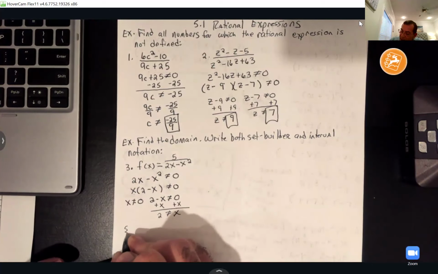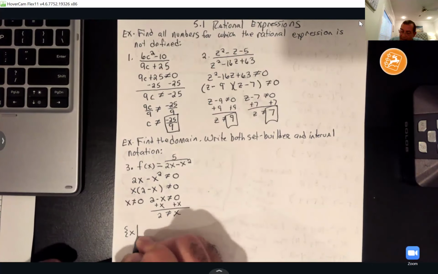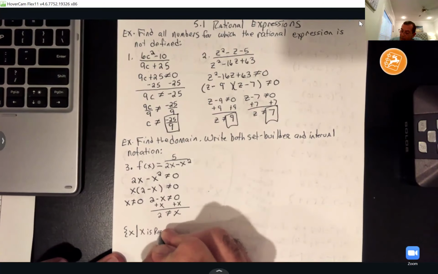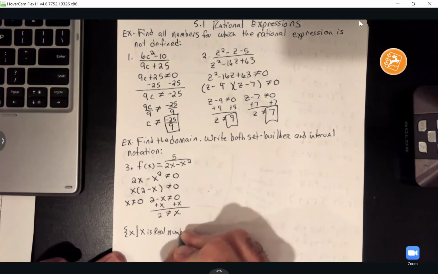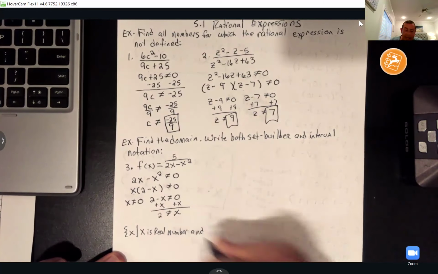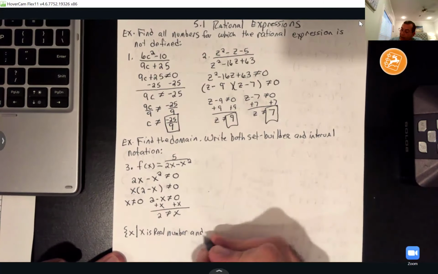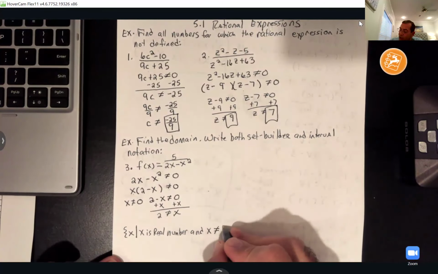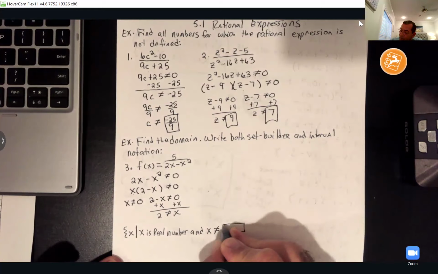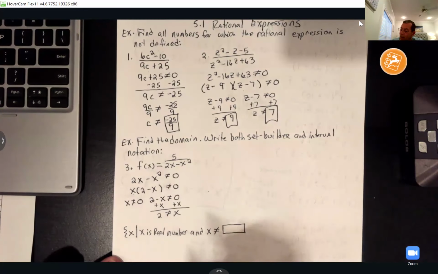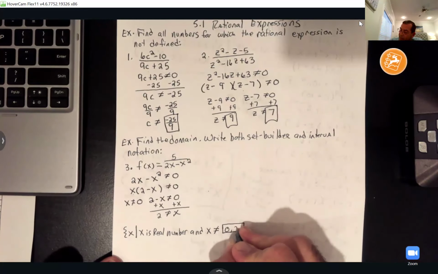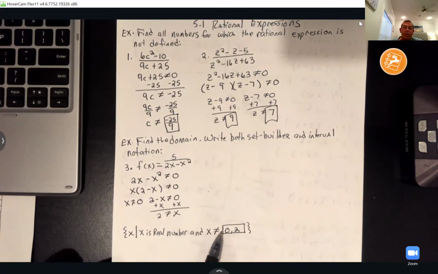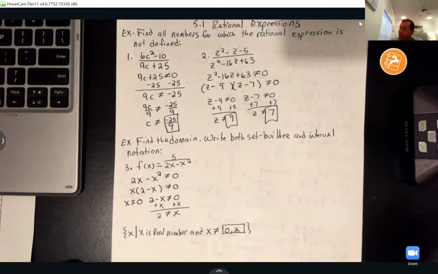Set builder notation. They're going to give you the x such that x is a real number. And then they'll put an and x not equal to, and then you put in your two numbers. So we got what, a 0 and a 2. So they'll give you the option, you pick the one with the not equals, okay?